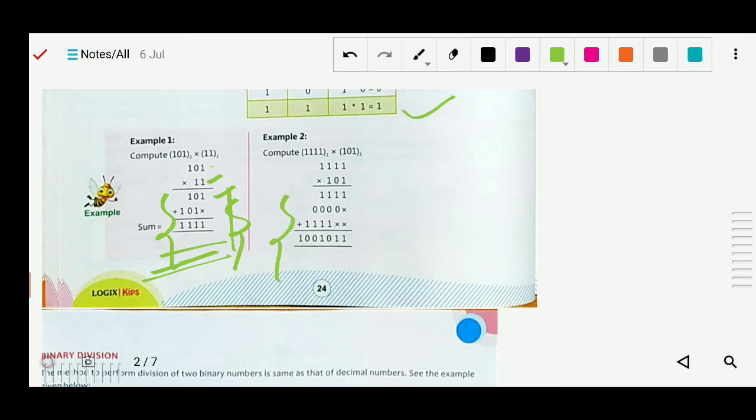Here is the check: 1 1 1 1, 1 0, carry 1 1 1 10, and carry 1 1. Here is 1 1 1 10. Here is 1 again, 1 1 10. So the same method we will use here.